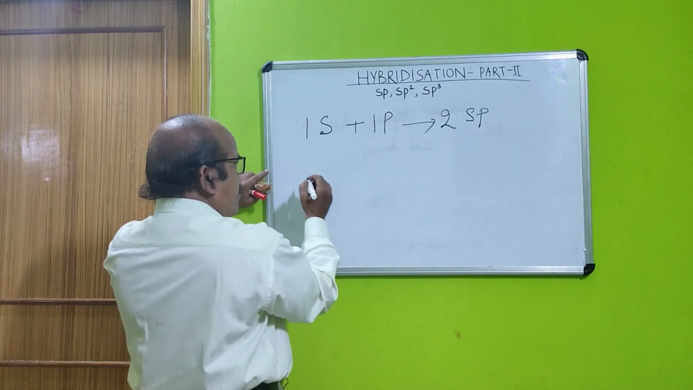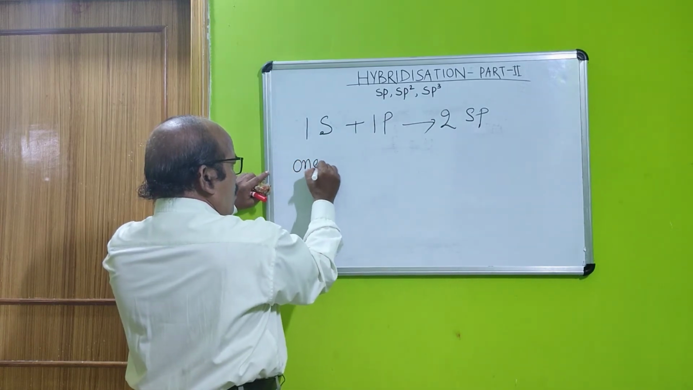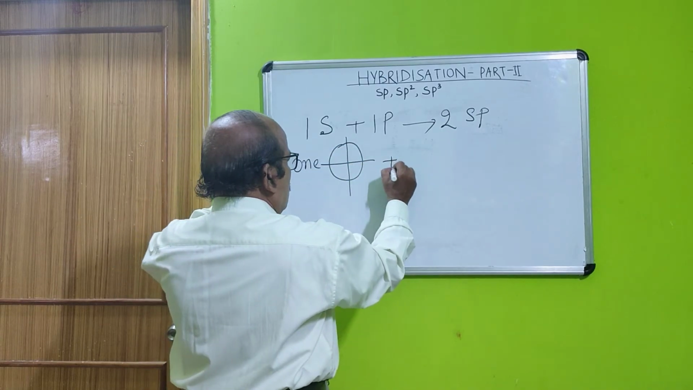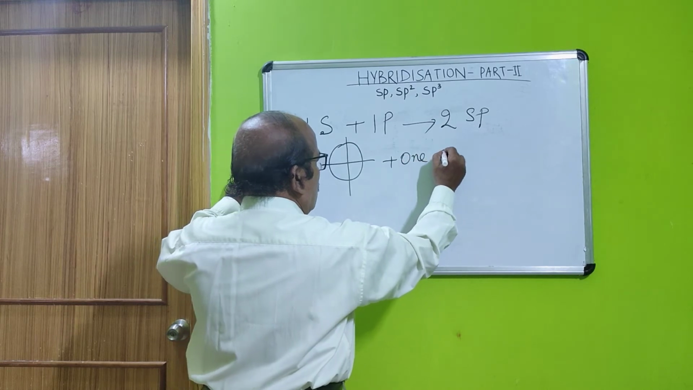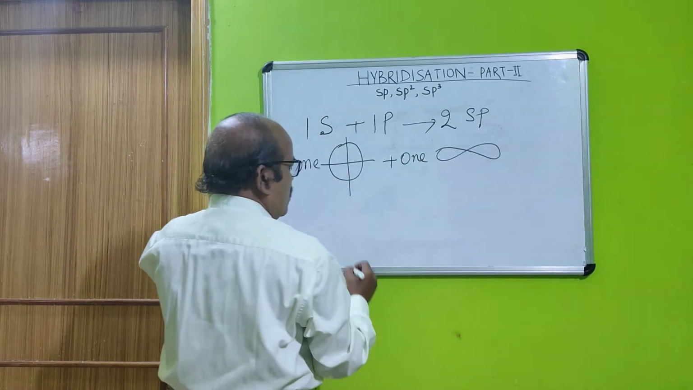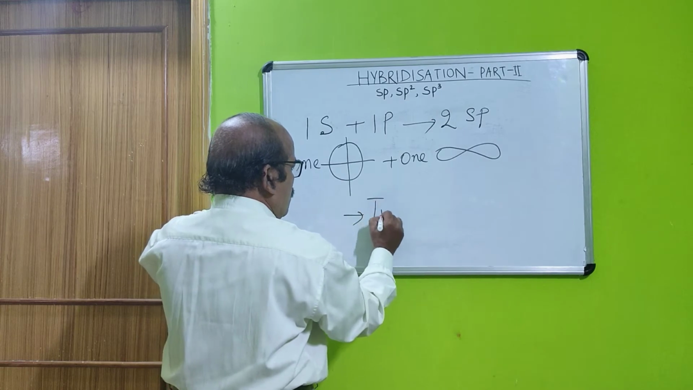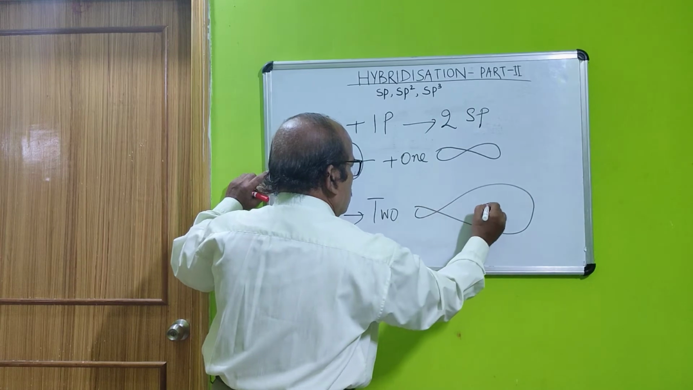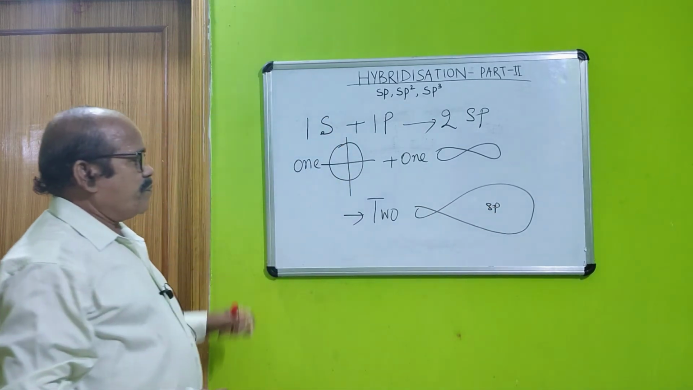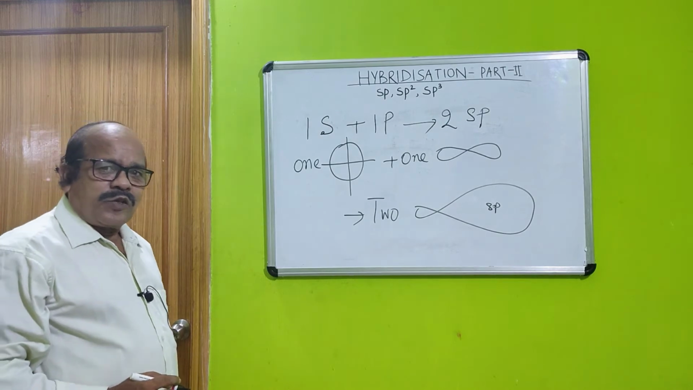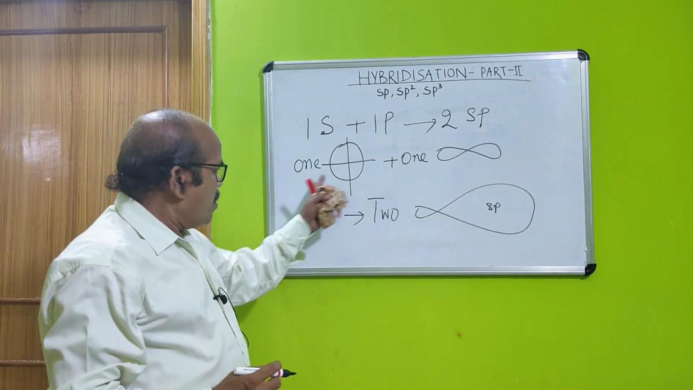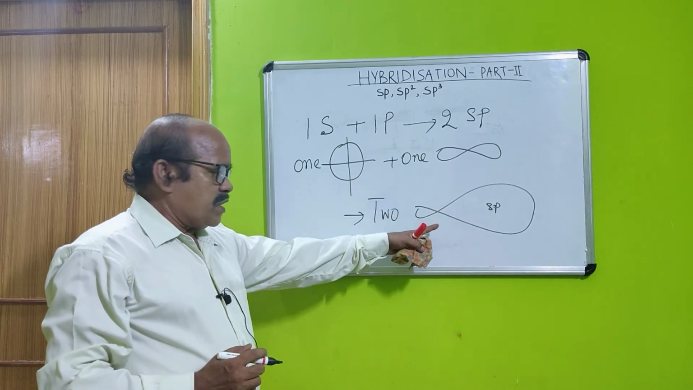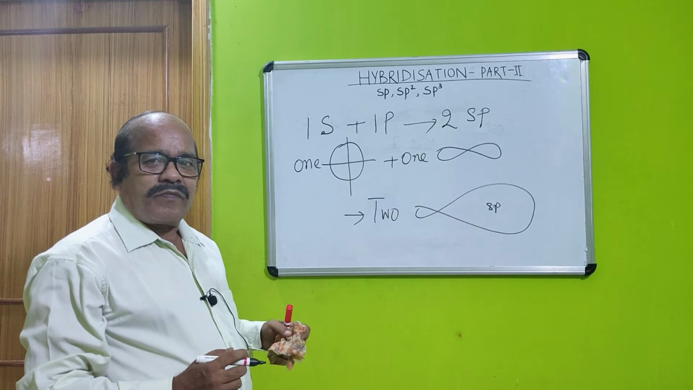We can write it in a different way. 1s plus 1p, the product is 2 sp. This is sp. These two sp hybrid, these are orbitals. 1s and 1p, they are orbitals. And 2 sp, the sp is hybrid orbitals.